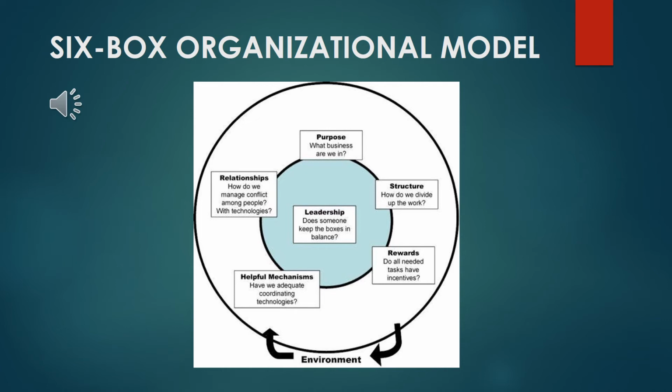And then how does it all tie into the leadership aspect? Does someone keep the boxes in balance? That part is me, the leadership aspect. I then report to another leader who is a department head, and he reports to the commanding officer. So this is just an example of the structure, the 6-box organizational model from the Navy perspective.